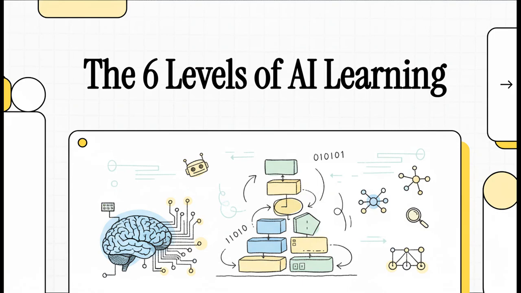Hey everyone. So today we're going to talk about AI learning, but in a way you've probably never heard before. We're going to break it all down into 6 simple, distinct levels to really understand what's happening under the hood when a machine actually learns. Let's just jump right in.